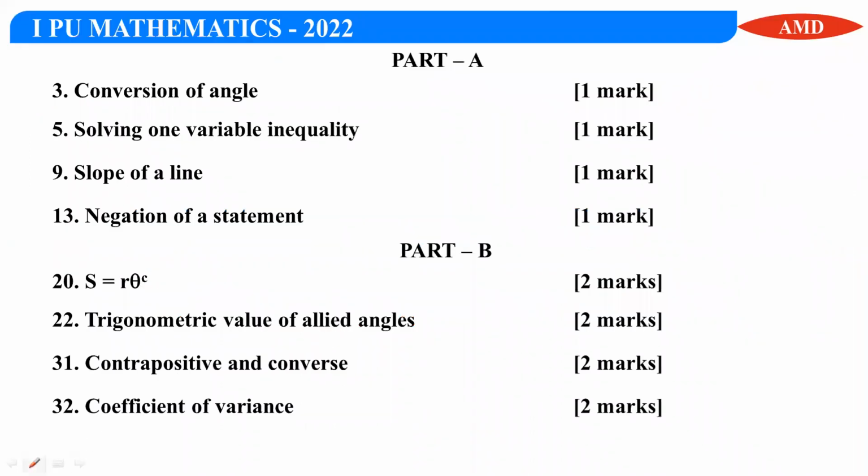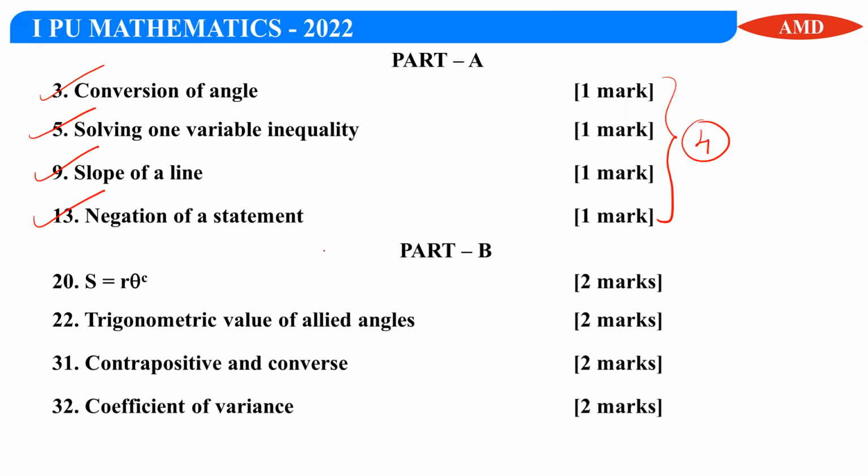This time, in part A, you have the third question from trigonometry, which will be a question to convert the given angle either from radian to degree or degree to radian. You have the fifth question, that is to solve one variable inequality, one of the easiest questions you have. Then the ninth question will be from straight lines, where you have to find the slope of a line, and the 13th question from mathematical reasoning, that is to find the negation of a statement. So altogether, 4 questions you have, which are easy questions through which you can score 4 marks.